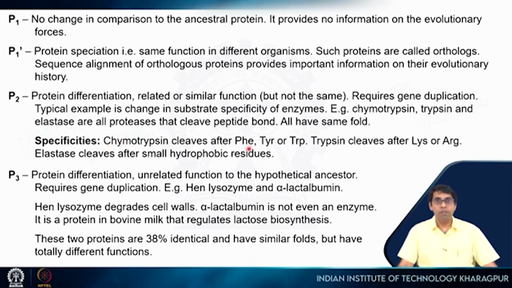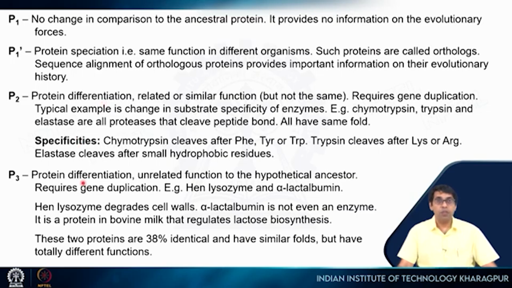So, chymotrypsin cleaves after the bulky aromatic groups, trypsin cleaves after the basic amino acids, and elastase cleaves after residues which have small hydrophobic side chains, right. So, these are all proteases and they will be the result of differentiation.